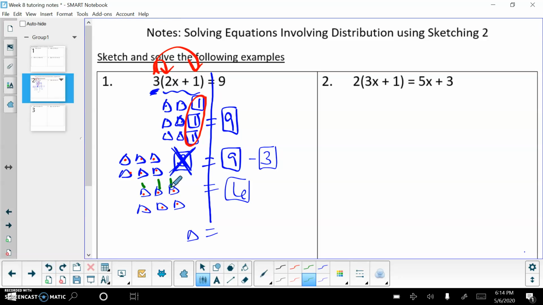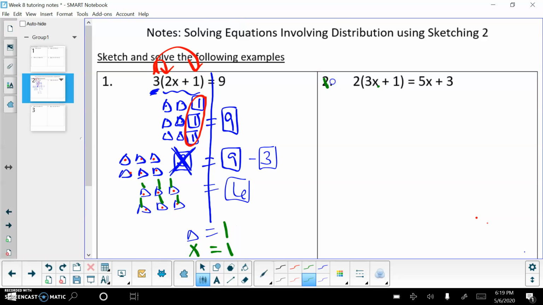What if they were all a 1? Okay, 1 plus 1 is 2, plus 1 is 3, plus 1 is 4, plus 1 is 5, plus 1 is 6. That works. So since that works, I'm going to say that one triangle is equal to 1. That means an x is equal to 1.